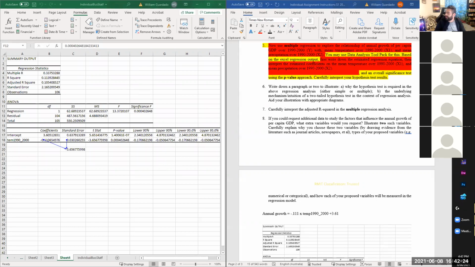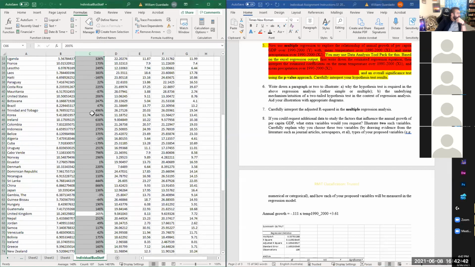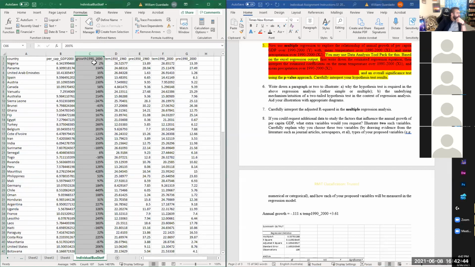So what were your Y and X ranges for that output? Your y and your x. So your y is what it says here, annual growth per GDP. So that would be your y here. Some of you have it in percentage and some of you have it in decimal places, I'm not sure why. And then the X was the temperature of the same period here, temperature of 1990. It says it right there.